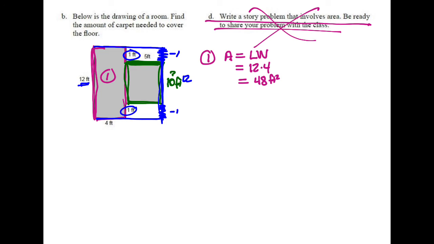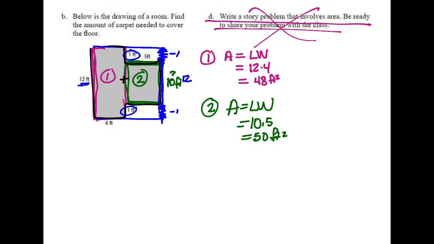So see what I mean by not being to scale? Okay, so rectangle 2, area equals length times width. So length is 10, width is 5. 10 times 5 is 50 square feet. And since these two added together give me this part, right, then I'm going to add the 48 and 50 together. So 98 square feet.